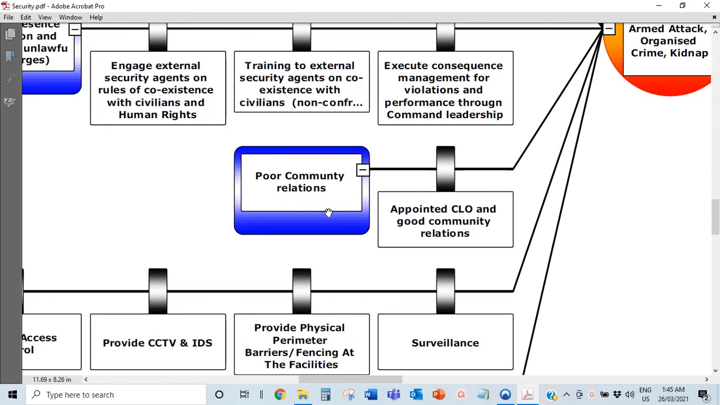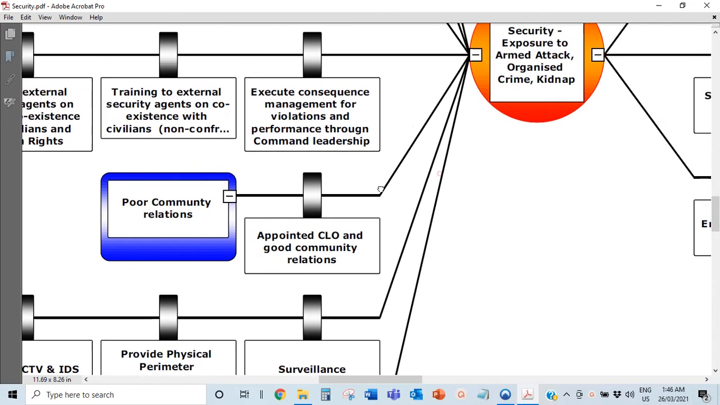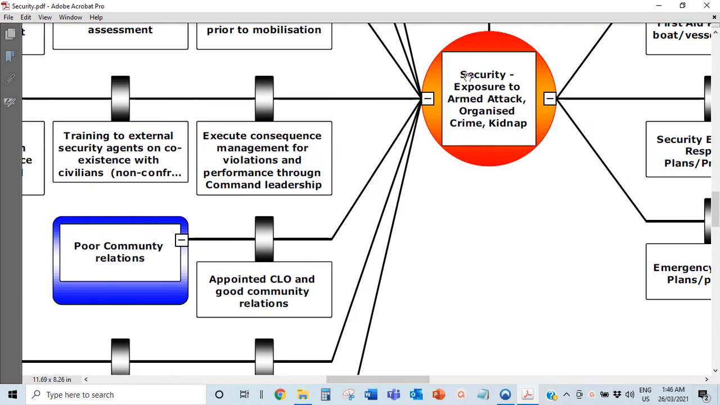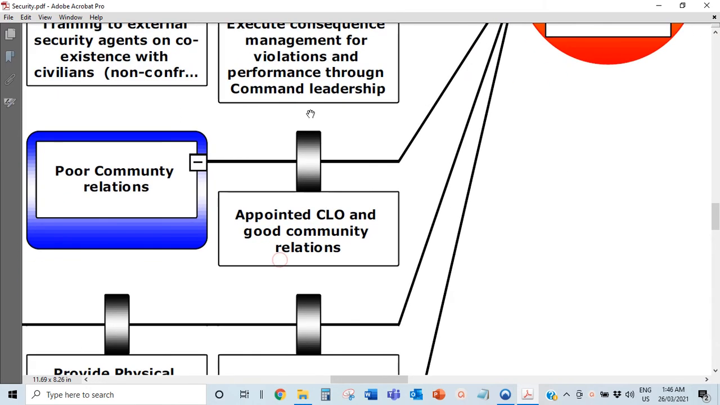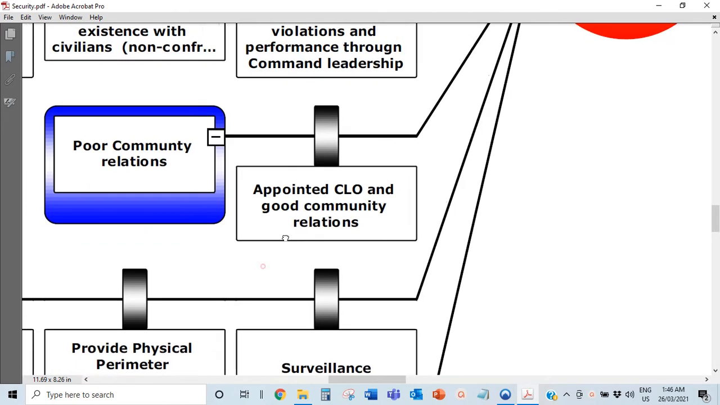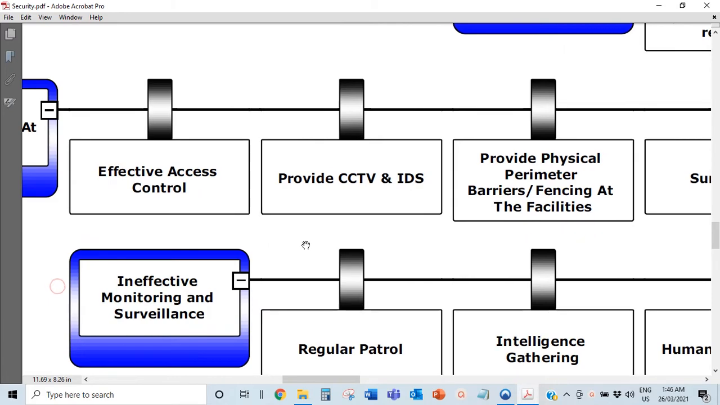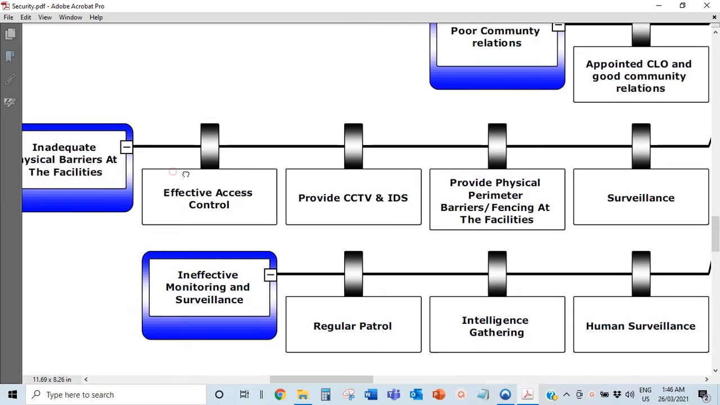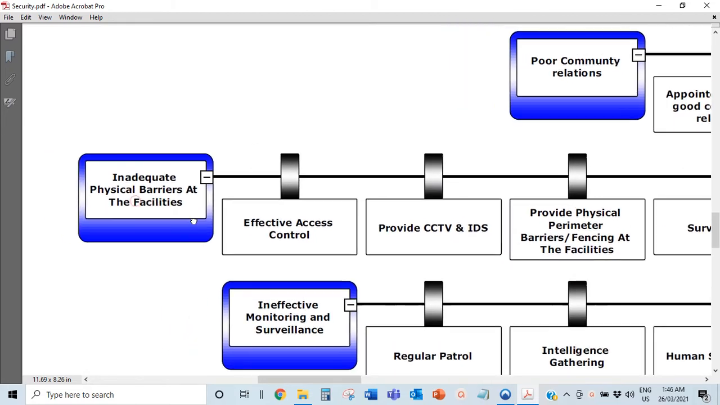Then we go to poor community relations. That's another threat. And the best way to handle this is to appoint good community liaison officers, because if you don't have community relations, it's not good. That means the people where you are presently do not like you. They could be hostile towards you. And of course, if something bad is going to happen, they're not going to let you know. There's not going to be any intelligence. The barrier against that is to appoint good community liaison officers so that there's a good relationship between you and the community.